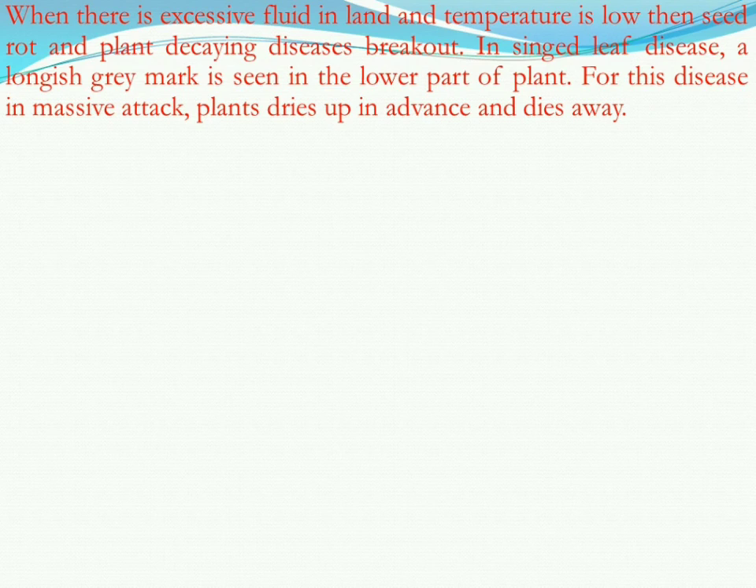when the temperature is low. In singed leaf disease, a longish grey mark is seen in the lower part of the plant, and then it spreads to the upper part also. For this disease, in a massive attack, plants dry up in advance and die away. That means there doesn't remain much watery portion in the plant, and it dies away.